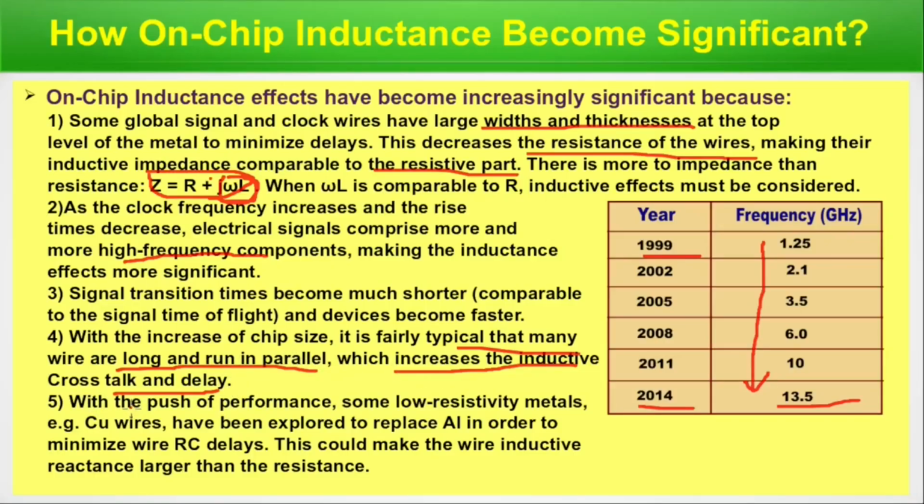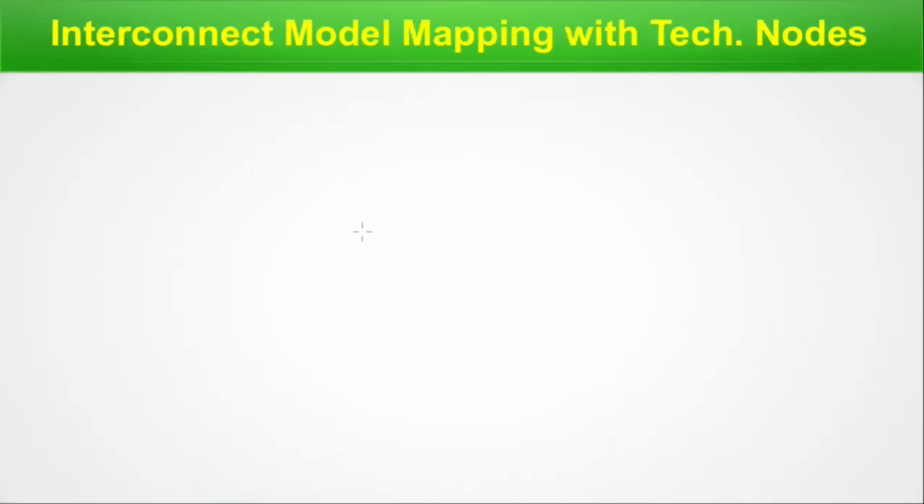And with the push for performance, some low resistivity metals like copper have replaced aluminum in order to minimize the RC delays. That increases the inductive effect more because resistance is becoming less. So this portion is again becoming more significant compared to R. So that's a point. Now let's move to the next slide.